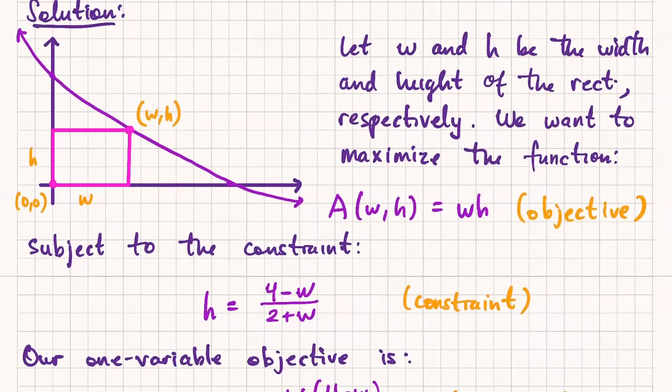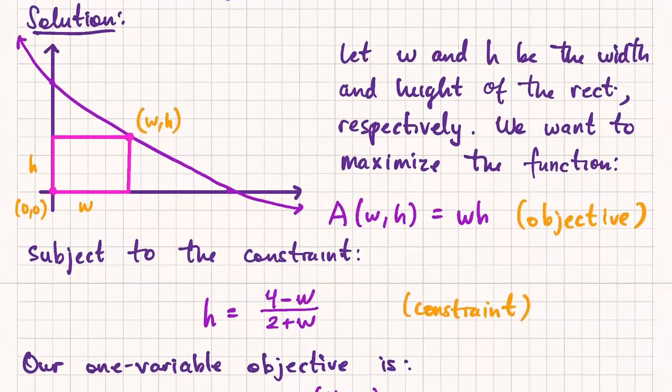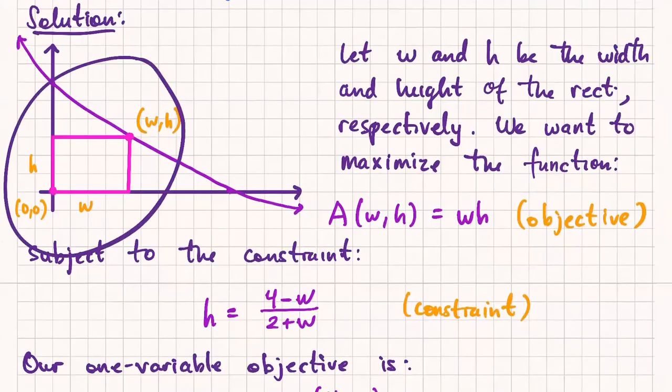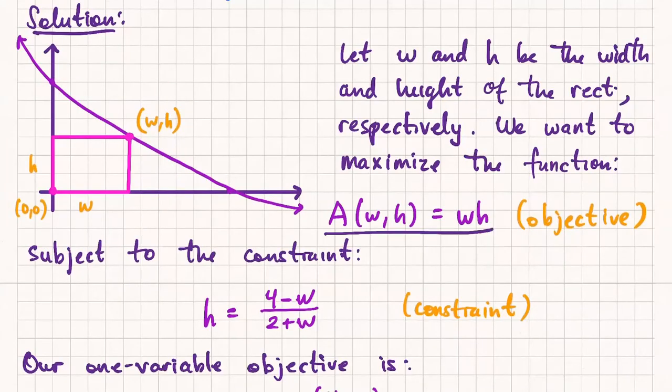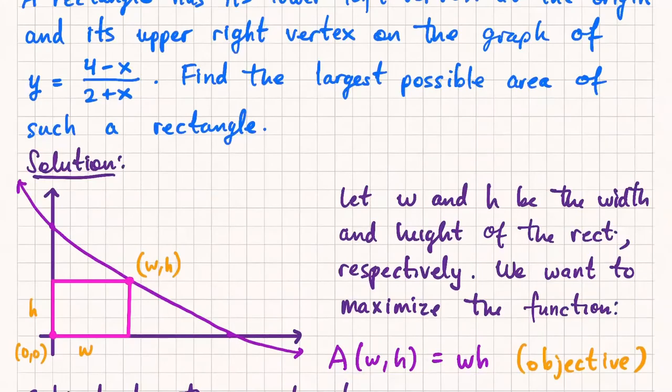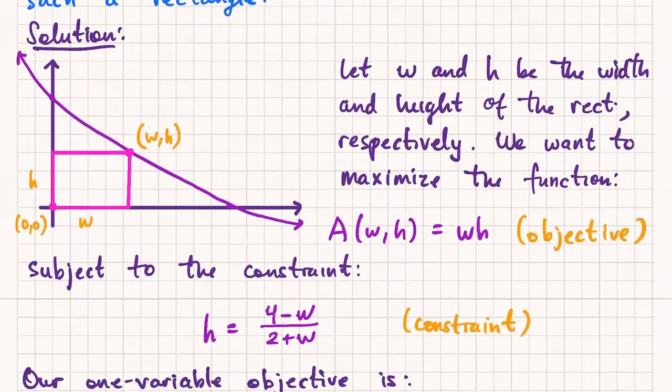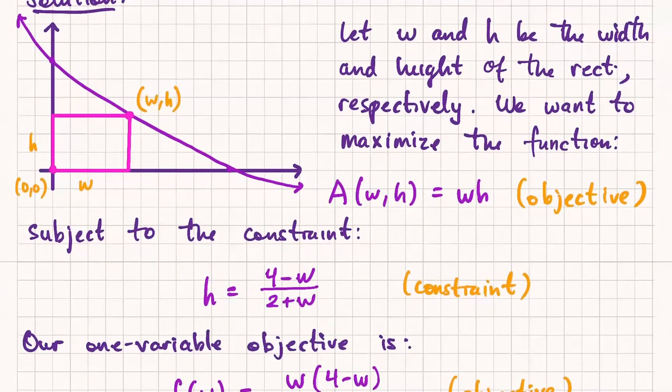Let's do a 20-second recap of this question. We're given a rectangle described like this: lower left vertex at the origin, upper right vertex on the graph. The thing I want to maximize is the area, because the question told me to find the largest possible area. That's just W times H in this case. However, this is a two-variable function, so I need a constraint equation that lets me eliminate one of the variables in terms of the other.